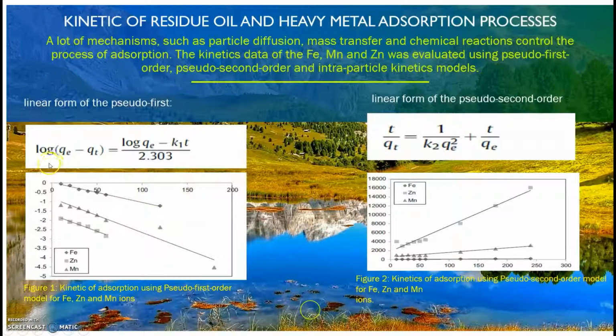Okay, the QE is the absorption capacity at equilibrium, and the QT is the absorption capacity at time. K1 is the rate constant for pseudo-first order, and K2 is the rate constant for the pseudo-second order. Okay, this is a graph using the pseudo-first order, and this is a graph using pseudo-second order.